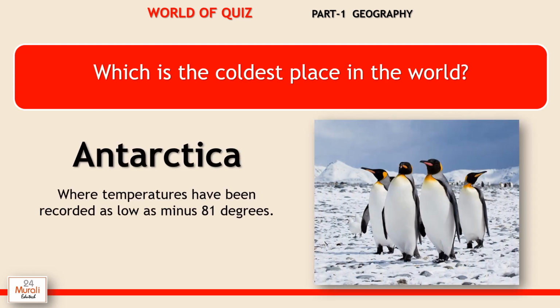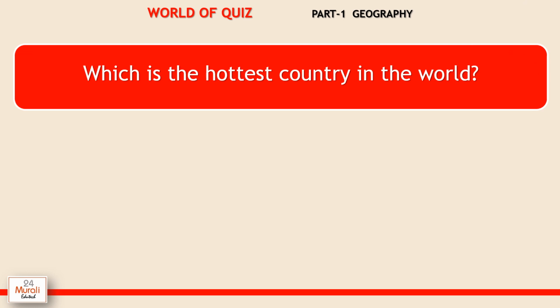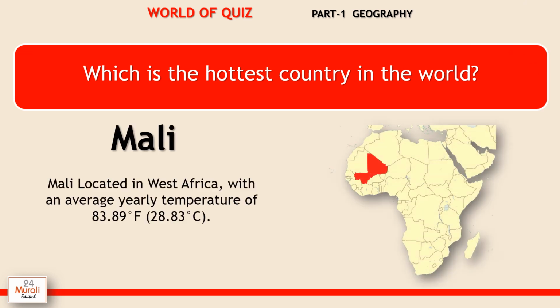Antarctica, where temperatures have been recorded as low as -81 degrees. Which is the hottest country in the world? Mali, located in West Africa, with an average yearly temperature of 83.89 degrees Fahrenheit, 28.83 degrees Celsius.